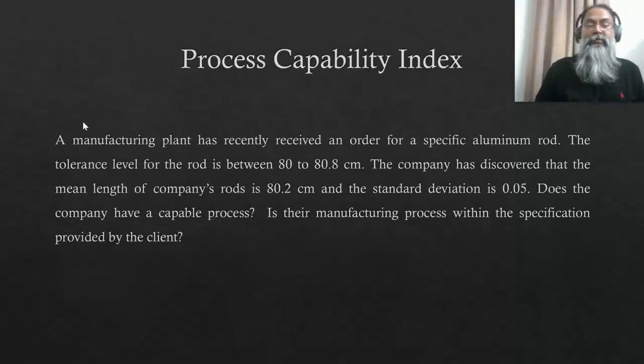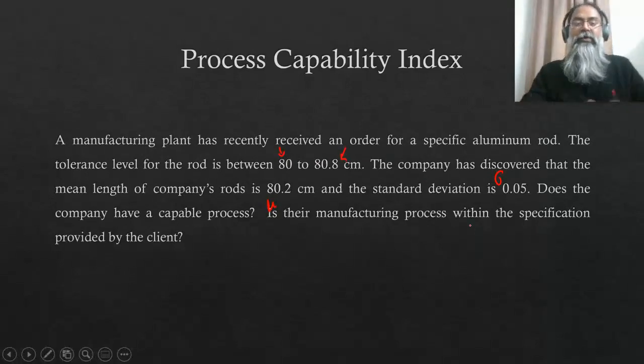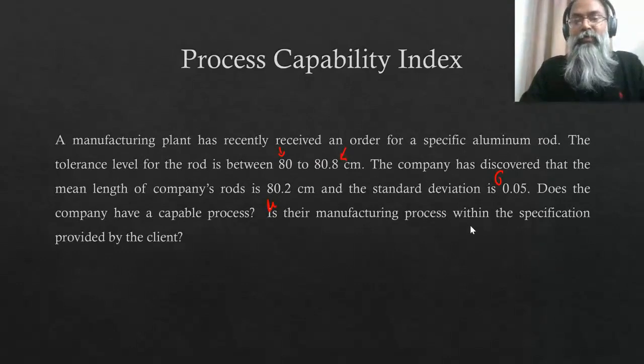You can see that here, this is the mu, the process mu, and this is the standard deviation of the process, and this is the customer specification limit. Look at this. This is the lower specification limit, and this is the upper specification limit. So we have to see whether our process is capable and whether the process is within customer specification limit, and then we can also later see whether the process is centered or not. Let's start.